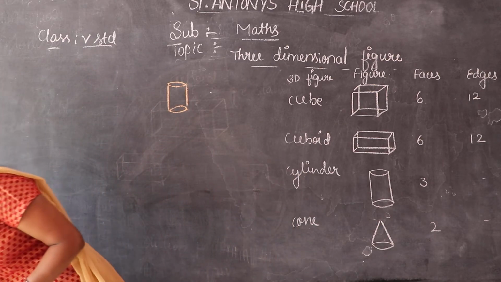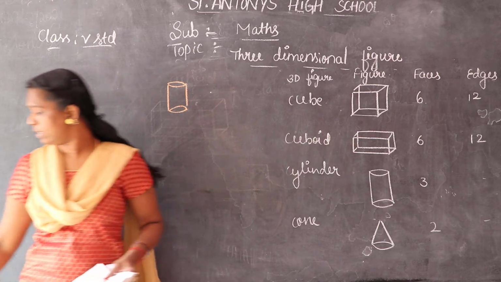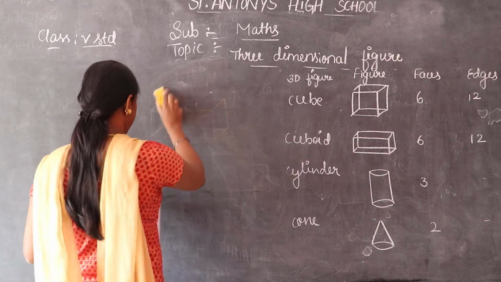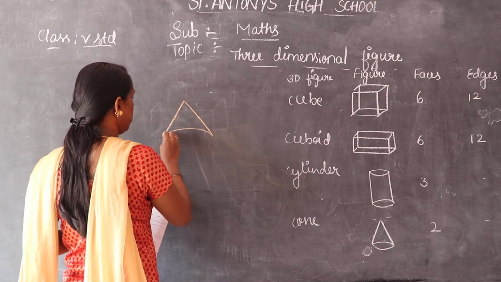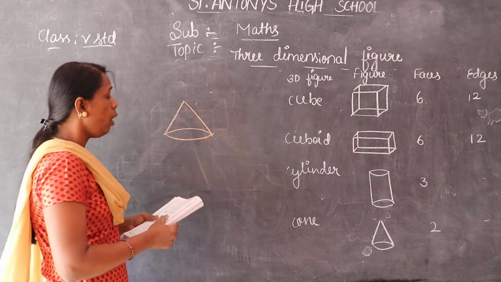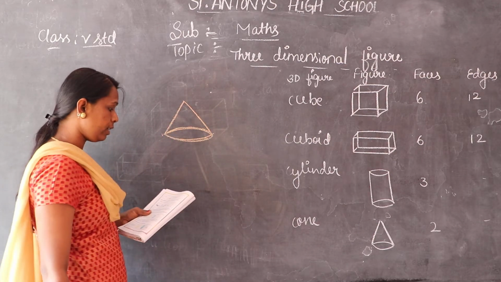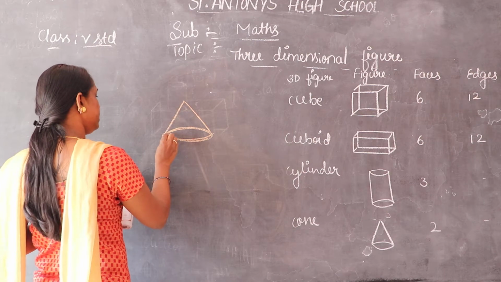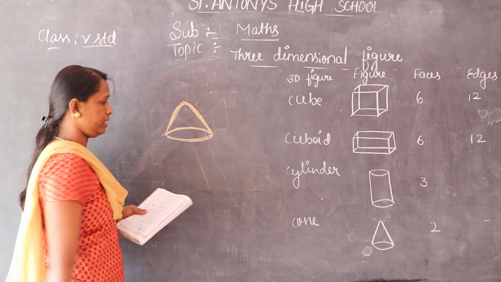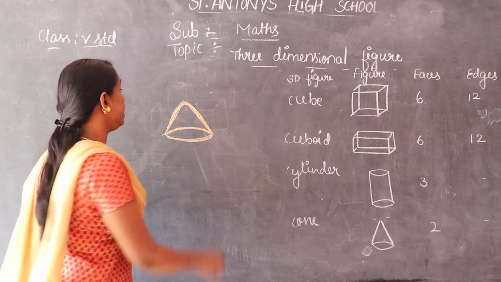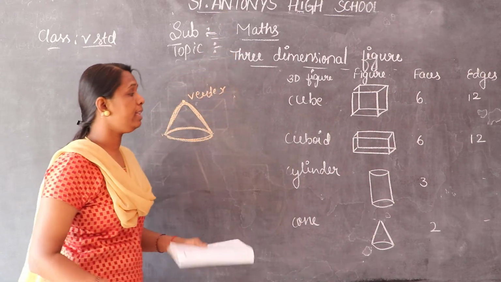Okay. The next shape is called a cone. A cone has 2 faces. How many faces does a cone have? 2 faces. This is called a cone. A cone has 2 faces: 1 circular base, and then 1 curved surface. This is called the circular face and the curved surface. Okay, but there is a vertex here. This is called the vertex. Only 1 vertex in the cone.